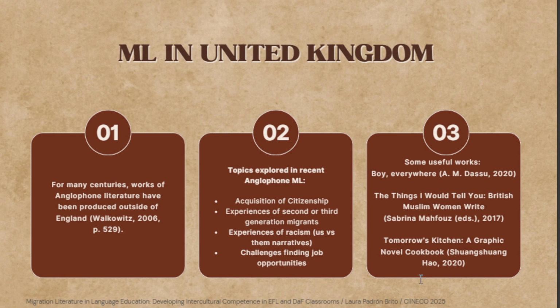Some of the topics that we have gathered by analyzing different works are the struggles that migrants face when applying for their citizenship and the consequences that they may face if they don't have it. Moreover, because migration to the UK has been happening for quite a long period of time, we can find narrations not only from migrants themselves, but from their descendants, meaning second or even third generation migrants.